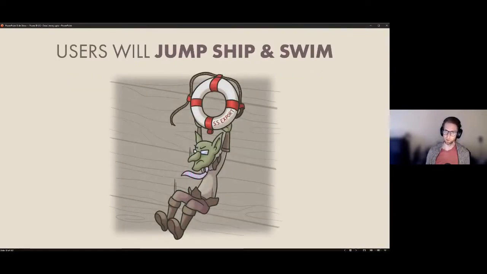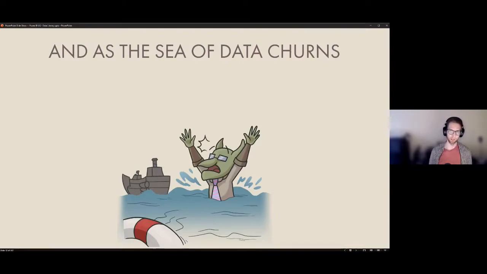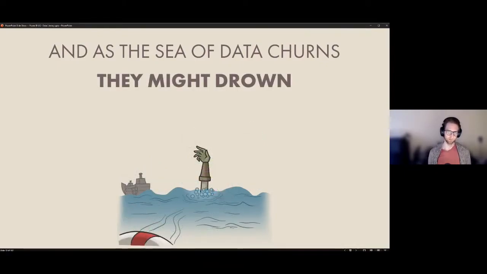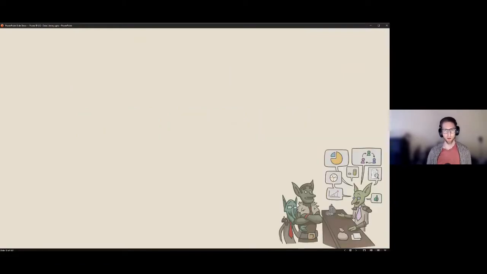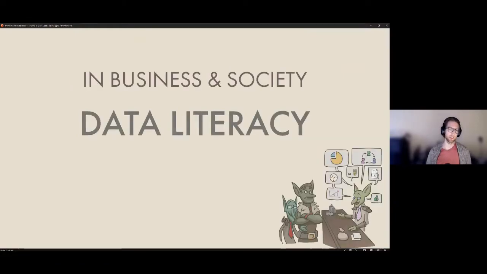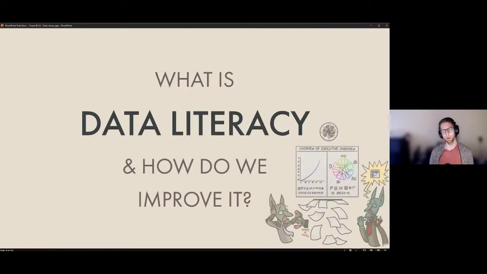Users will jump ship and swim. But they risk being left behind. More importantly, as the sea of data churns, they might drown. To stay afloat, what we need is data literacy. In business and society today, data literacy is essential. But what is data literacy? And more importantly, how do we improve it? That is going to be the subject of today's talk.